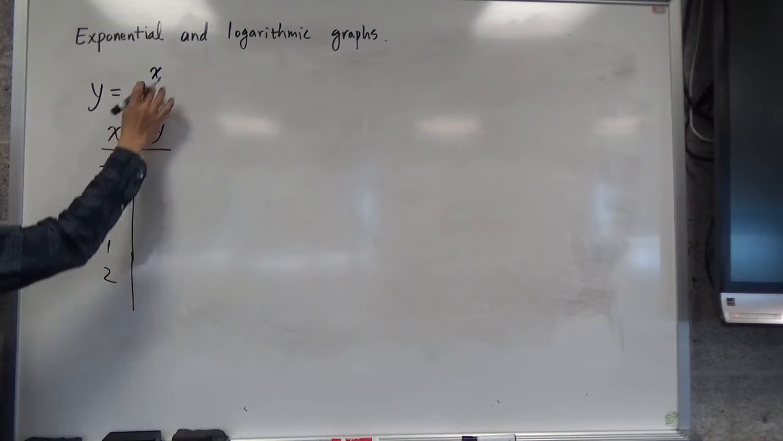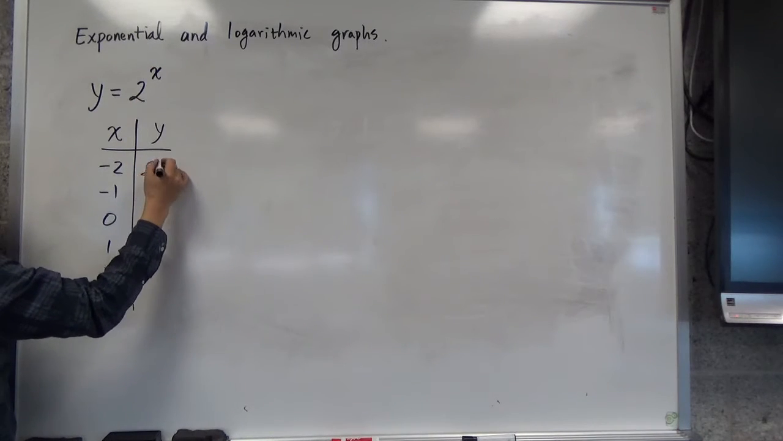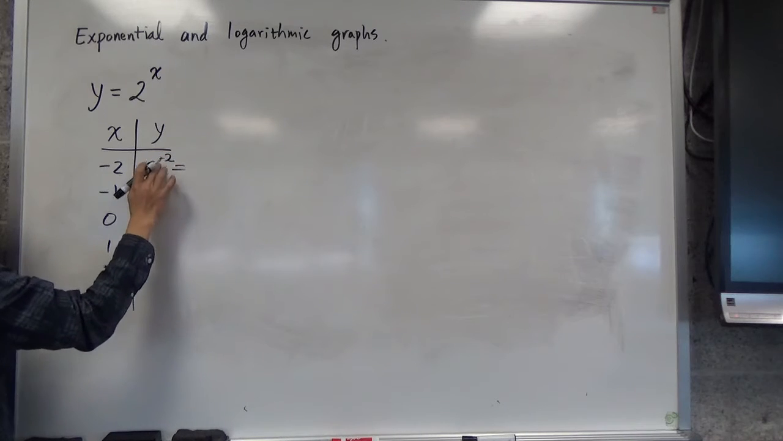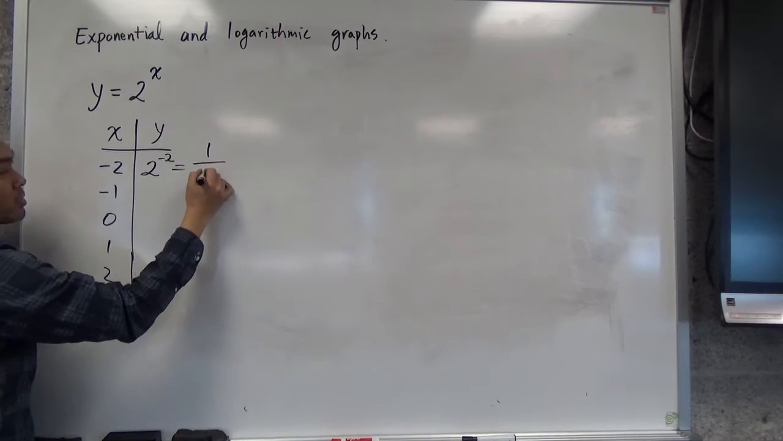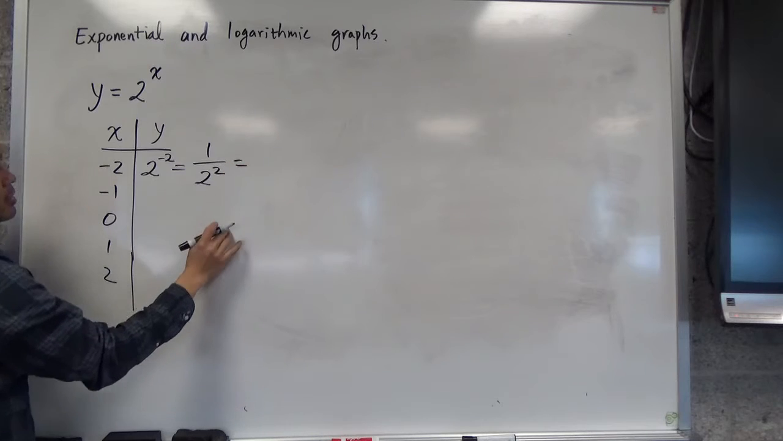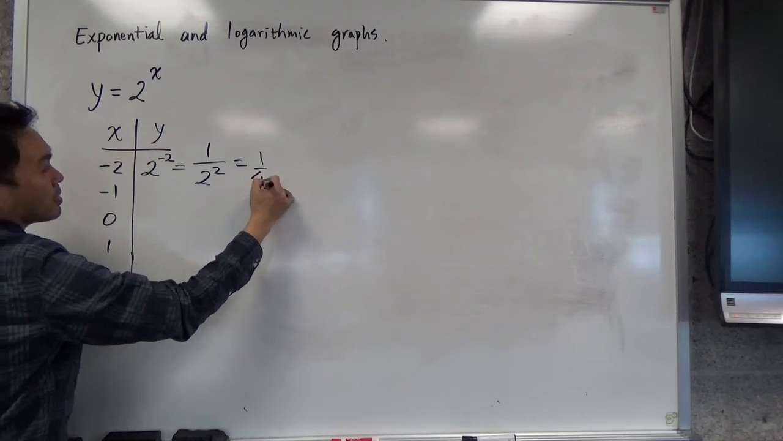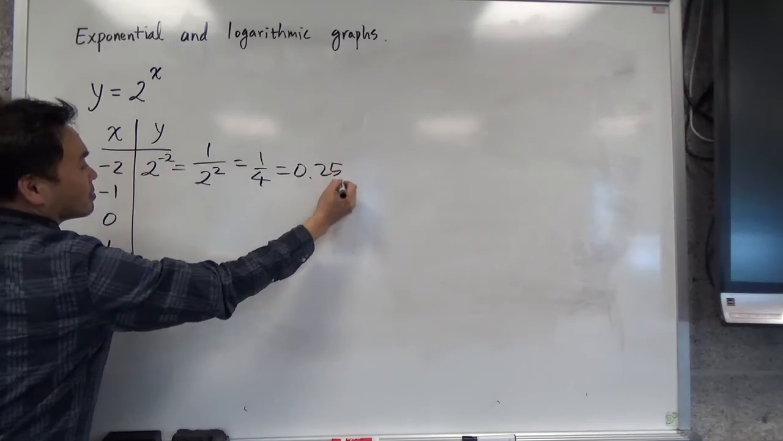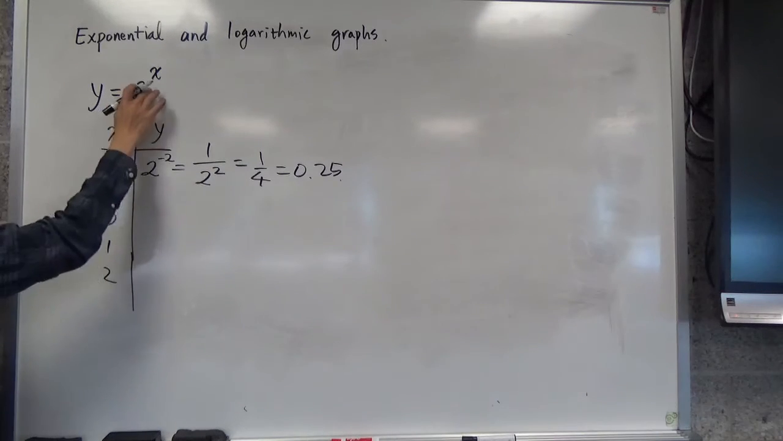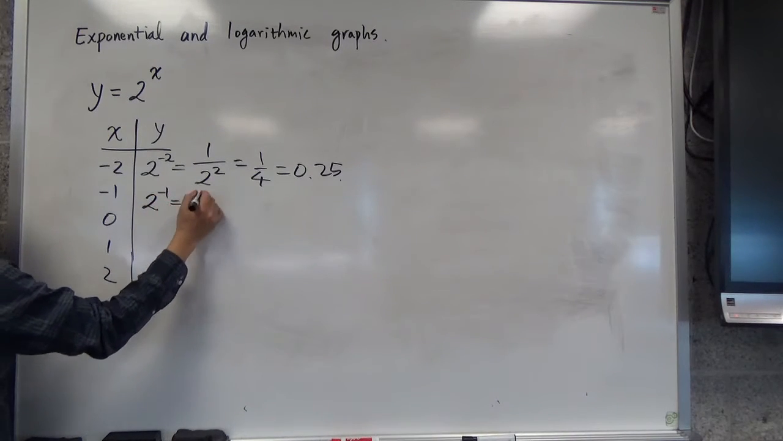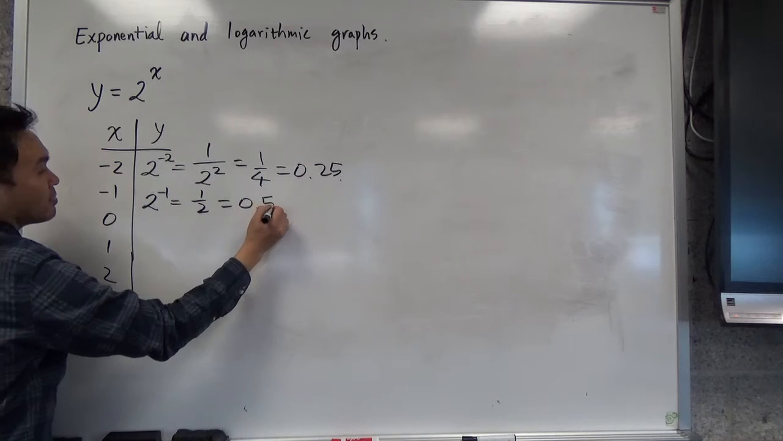So first, negative 2 goes here. So the y value will be 2 to the negative 2. And as you know, negative power means 1 over. And then it will be 1 over 4. That's about 0.25. Negative 1, if you plug in, that's 2 to the negative 1. That's 1 over 2, which is 0.5.